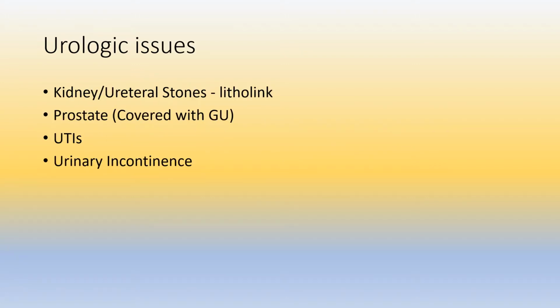So other urologic issues, kidney stones, we'll talk about those in a little bit. Just to remind you, there is a test called Litholink that's a 24-hour urine that tries to see what types of substances are in the urine and would be most likely to form stones. We're not really going to talk about prostate issues today just because we'll cover that when we talk about genitourinary issues. UTIs we'll talk about, and we'll have a slide on urinary incontinence.